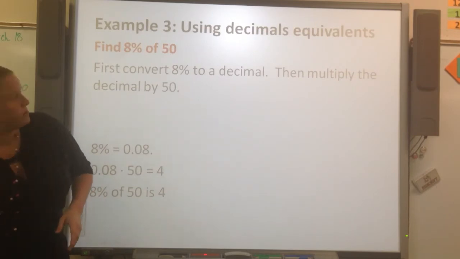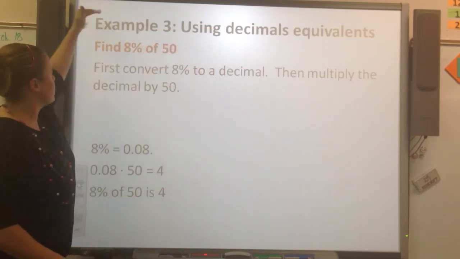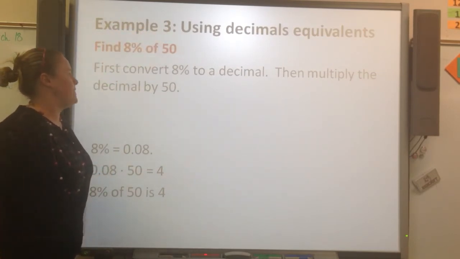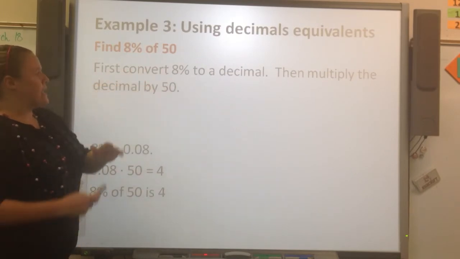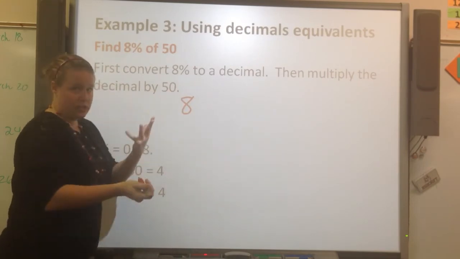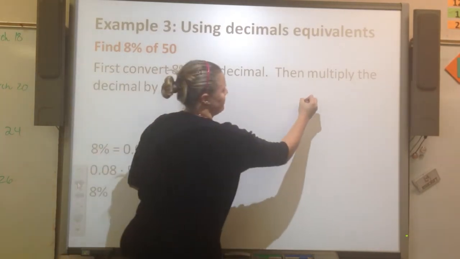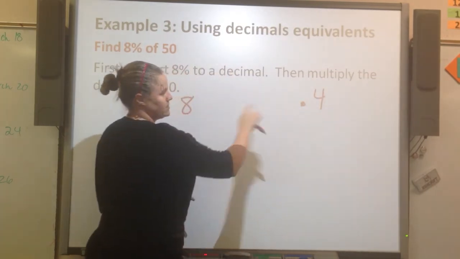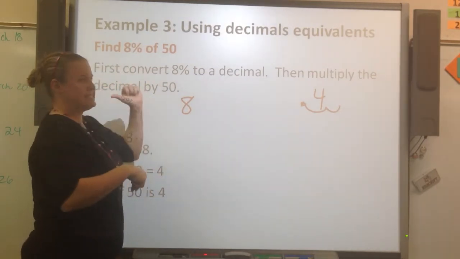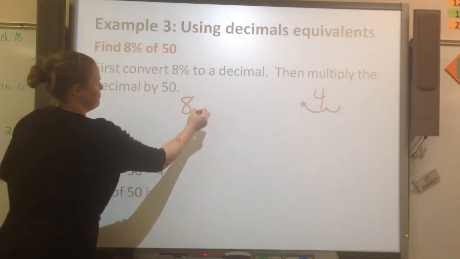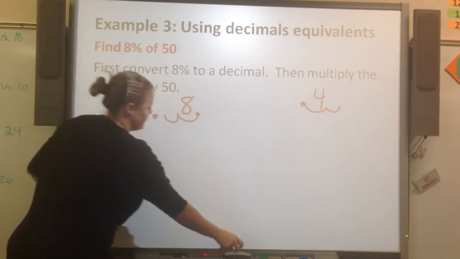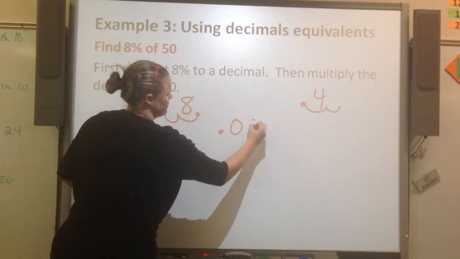All right, example 3, using decimals as equivalents. So again, record this, example 3, using decimal equivalents. And I want to find 8% of 50. So it says to first convert 8% to a decimal. Remember, I said back in my first video, my first reminder, that to take a decimal to make a percent, we move it 2 places to the right. Well, if we're taking a percent and moving to the decimal, we move our decimal 2 places to the left. So if my decimal is here right now, we're going to move it 2 places to my left. So now my answer is 0.08.